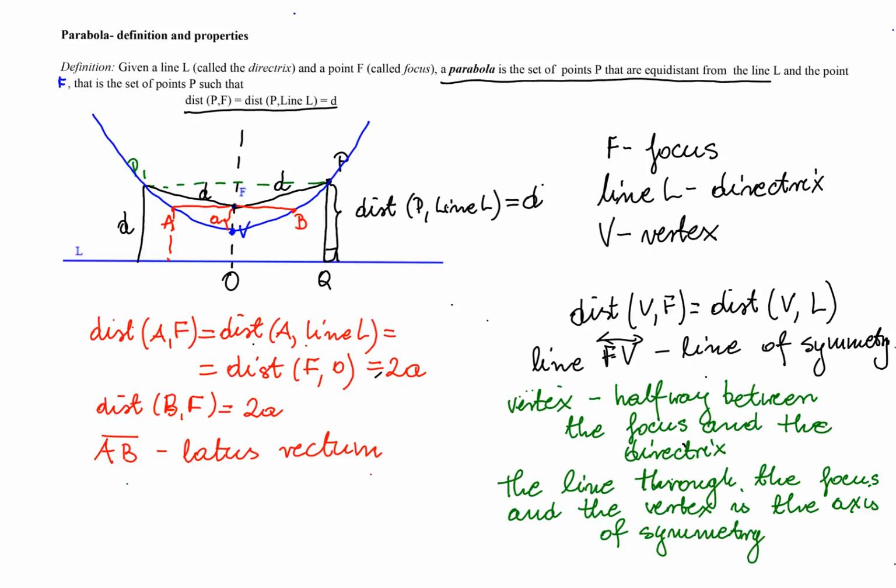So let's recall briefly all the properties of a parabola. Vertex is halfway between the focus and the directrix. The parabola is symmetric with respect to the line going through the focus and the vertex. The parabola has two branches originating at the vertex, and they go in the direction of the focus. The line segment perpendicular to the axis of symmetry going through the focus forms the segment AB, which is called the latus rectum, whose length is 4 times the length between the focus and the vertex.